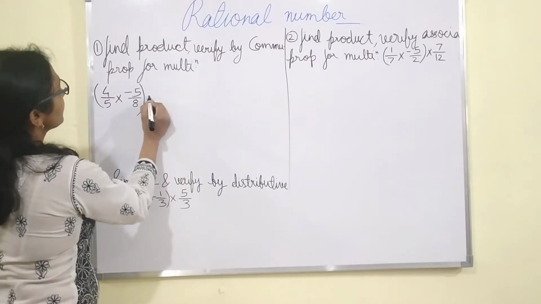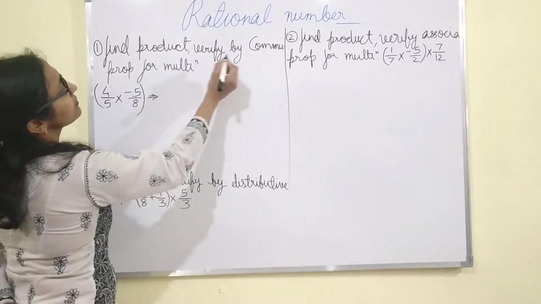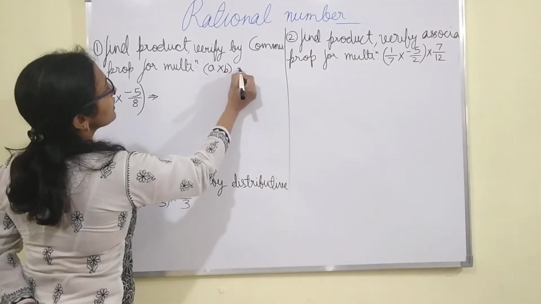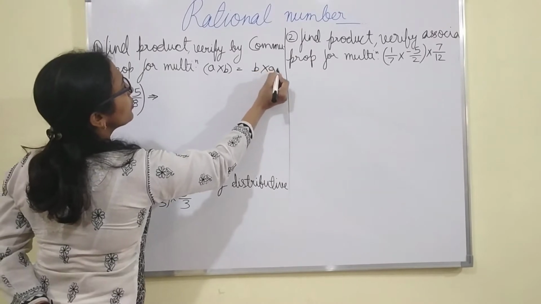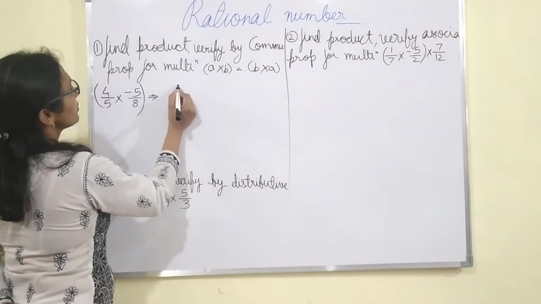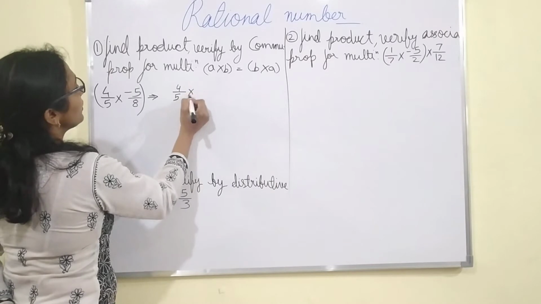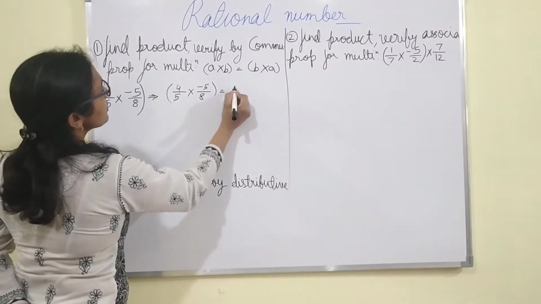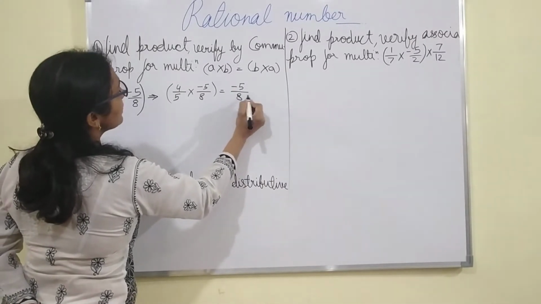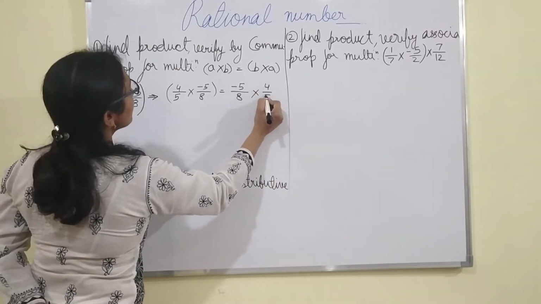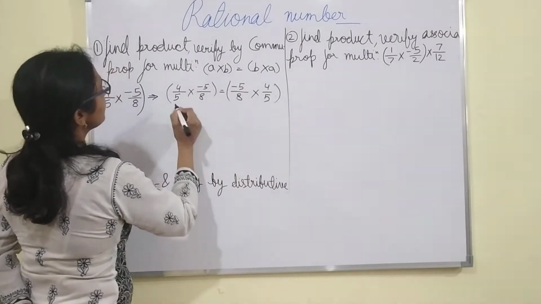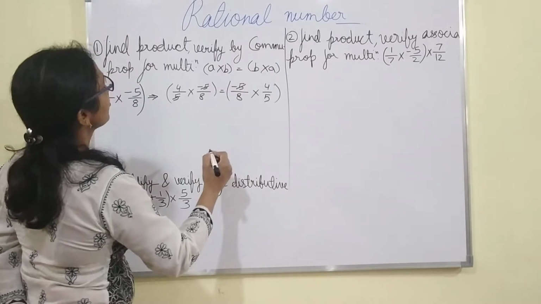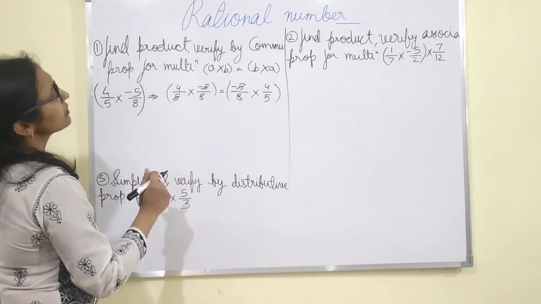Commutative property means A into B equals B into A. So 4 upon 5 into minus 5 upon 8 equals minus 5 upon 8 into 4 upon 5. So 5 will be cancelled.